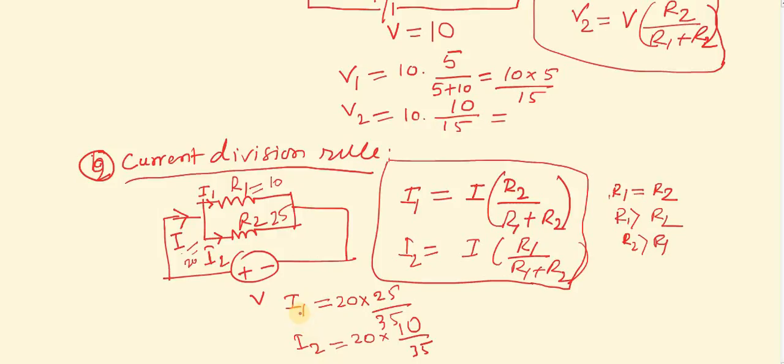See from these two values, I1 is 20 into 25, I2 is 20 into 10. So the value of I1 is greater than I2. That means the lesser the value of resistance, the greater the current sharing, as I have told. Okay, so these are the two division rules, the current division rule and the voltage division rule.